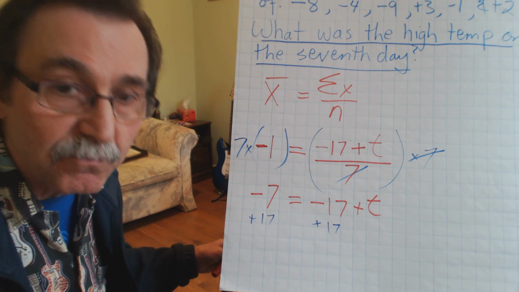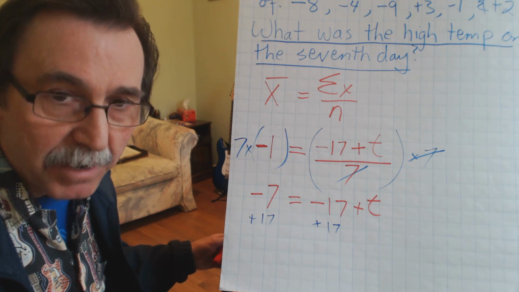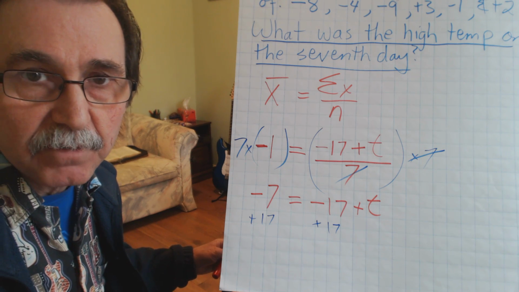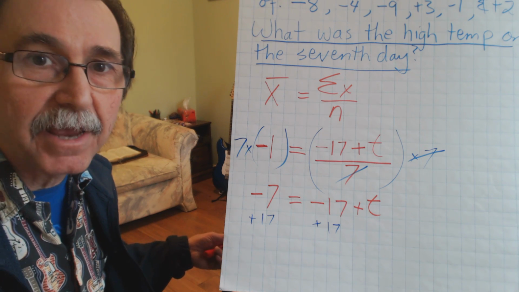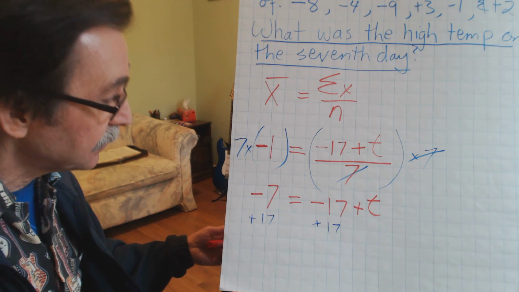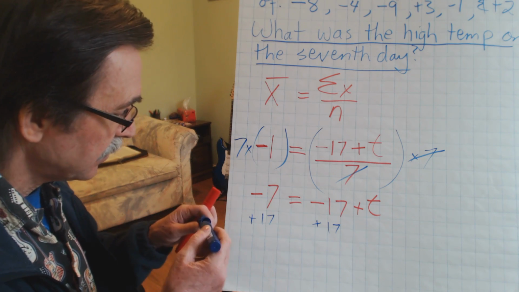And believe it or not, you know this intuitively. If you were overdrawn at the bank and you had $17 overdrawn, how much would you have to put in the bank to get back to zero? Well, you'd have to put in $17. And so intuitively we know this.